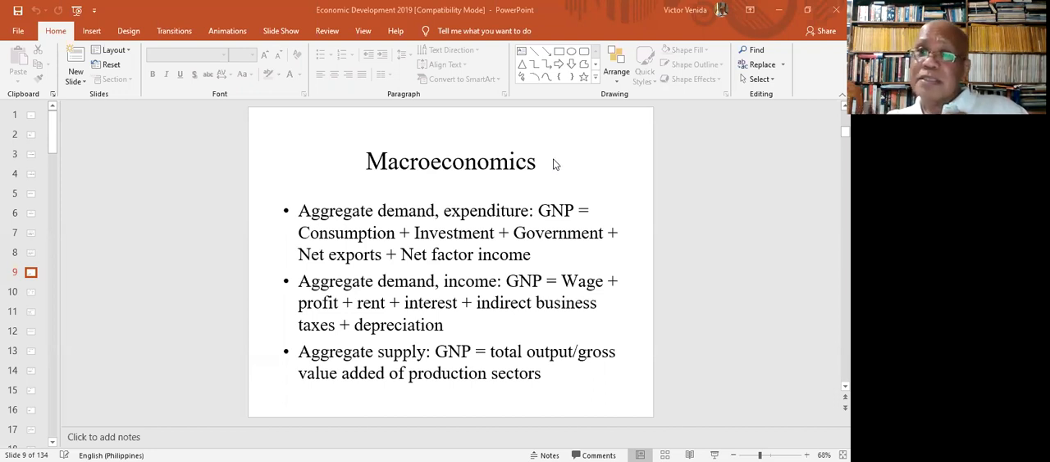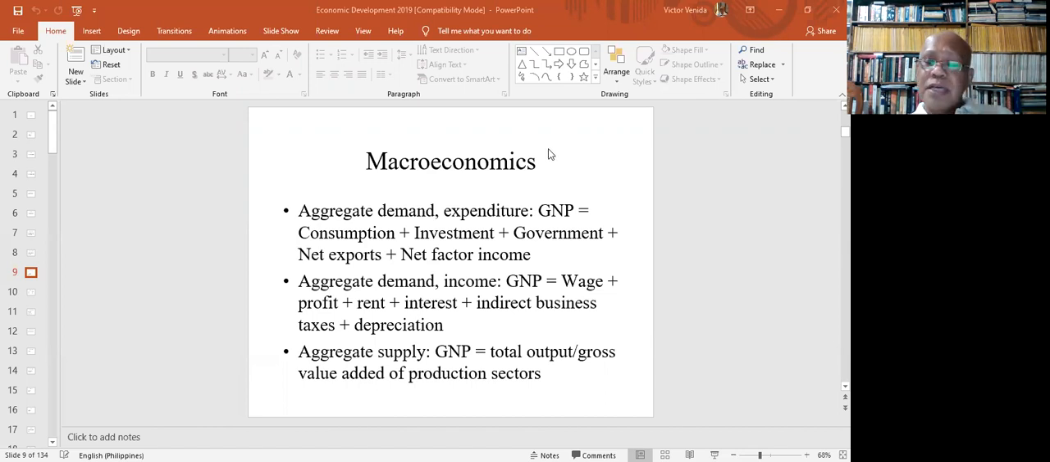Now, indirect business taxes are taxes like the value-added tax, tariffs, and the like, which are paid to government. Income taxes are computed based upon the value of one's income, whether it be wage, profit, rent, or interest. So the total of direct taxes are already included in wage, profit, rent, and interest. But indirect business taxes are a separate category because the computation of that has nothing to do with the income being earned. Okay?